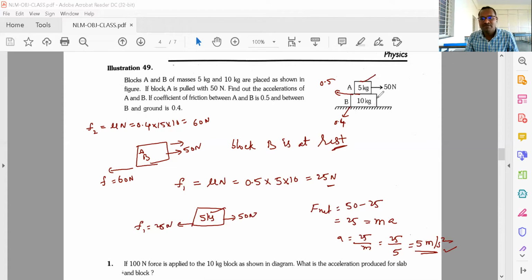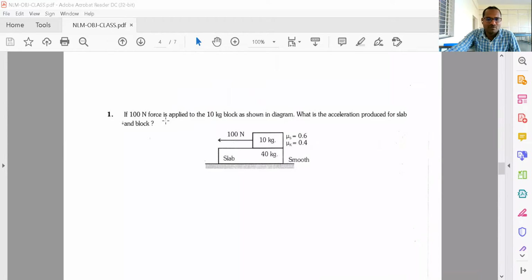But block B will not move. Find out the acceleration of A and B. Acceleration of A is this much. Acceleration of B is 0. It will not move. This will be the solution. I hope you understand it clearly. Okay. Next, one more example. Let us take.